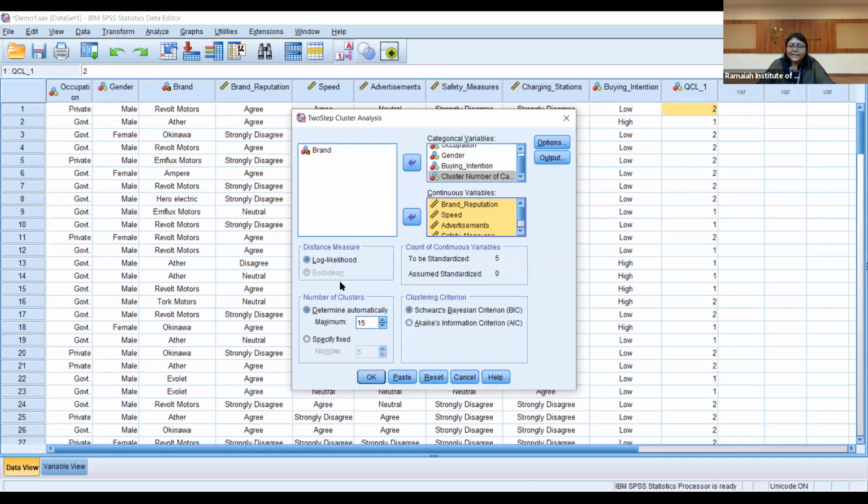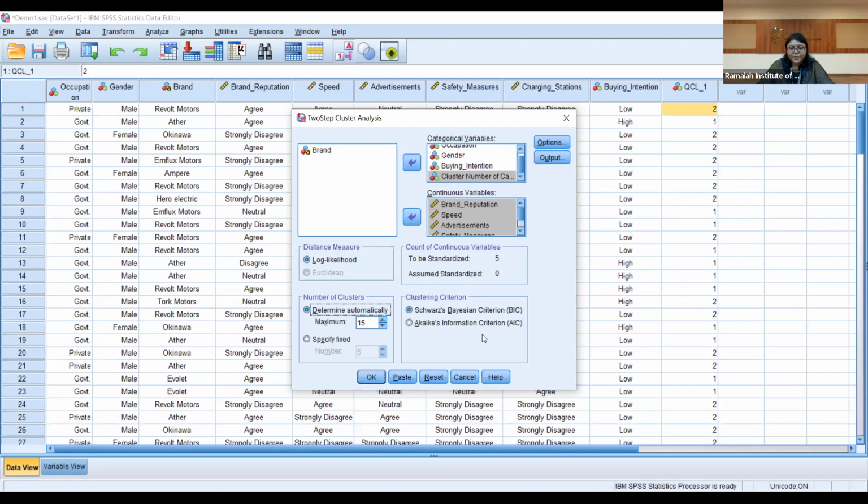In this case, the distance measure is always the log likelihood. That is the method by which we calculate the two-step cluster analysis. Now, in this case, it has automatically taken 15. That means the maximum number of clusters we are expecting is 15. If you want to fix your clusters, you can specify it here. If you want 2, 3, something like that, you can fix it here. Or else it will be by default on determine automatically, where the maximum number given is 15.